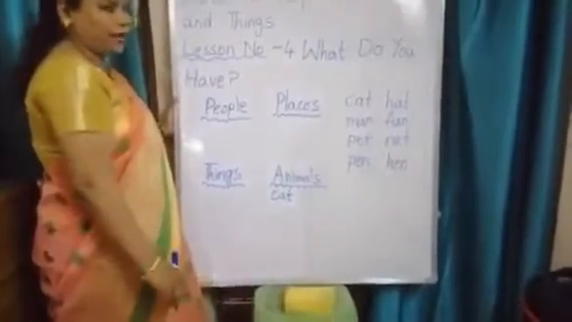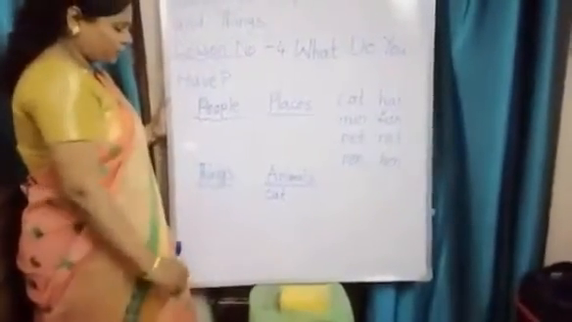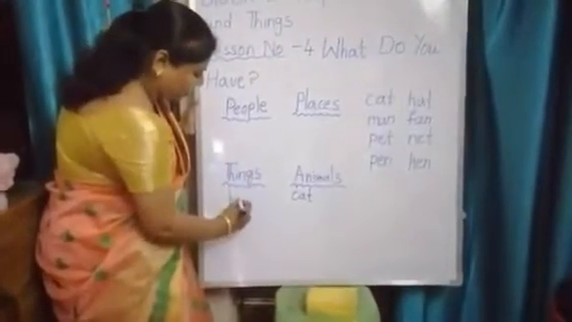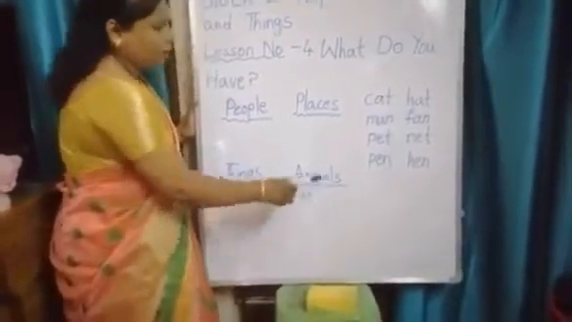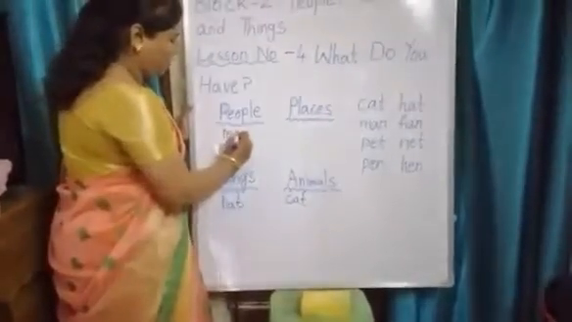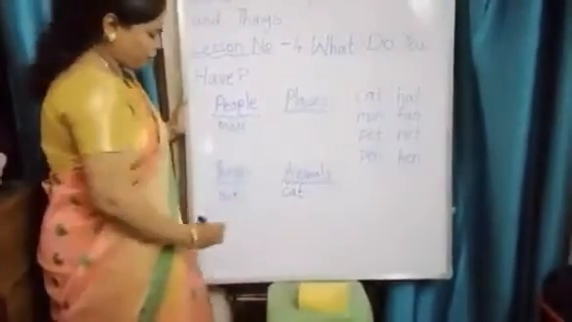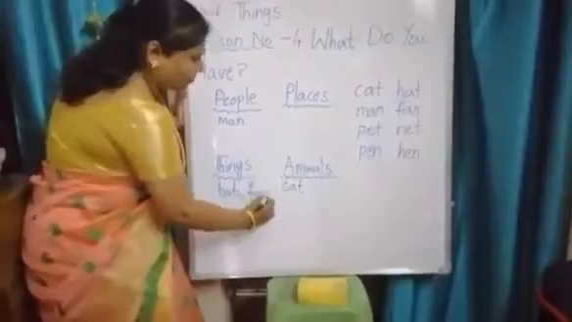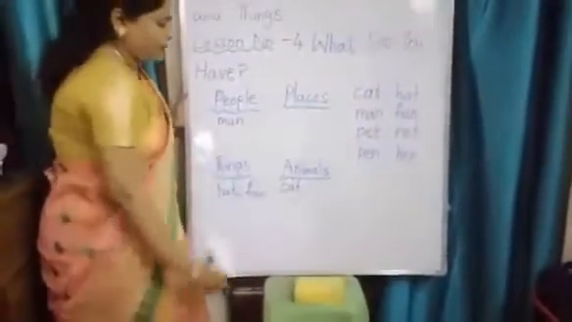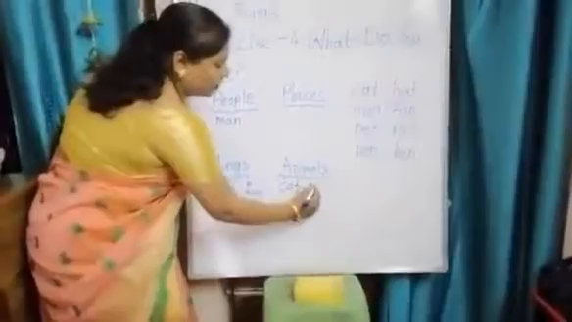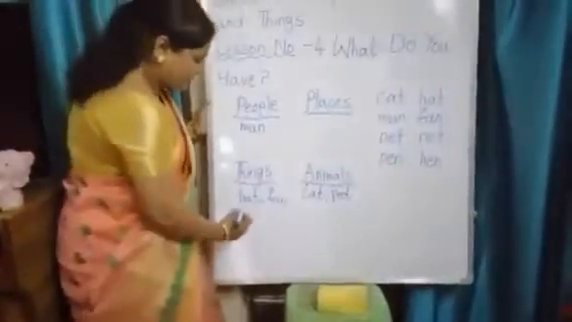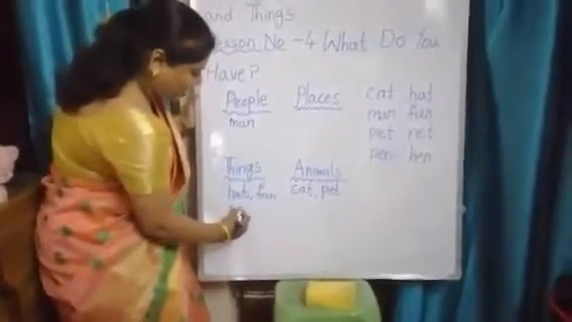Then next is hat. Hat comes under which column, children? Hat is a thing. So it comes under thing. Okay? Now next is man. Man comes under people. Okay? And then fan. Fan is a thing. So we will write in the things column. Then pet. Pet comes under the animals column. Okay, P-E-T, pet. Net. Net is a thing. So we will write in the things column.